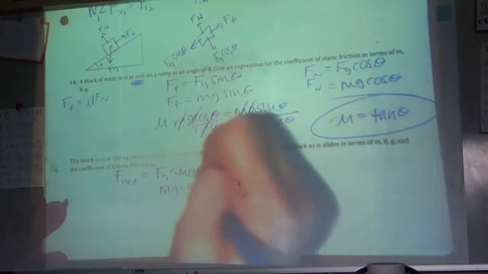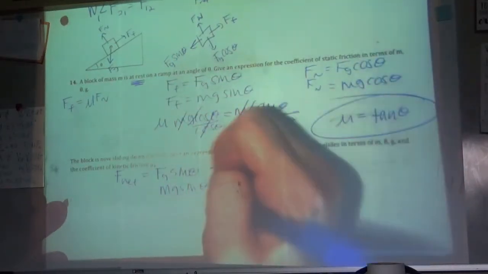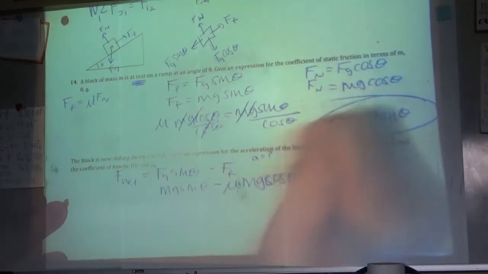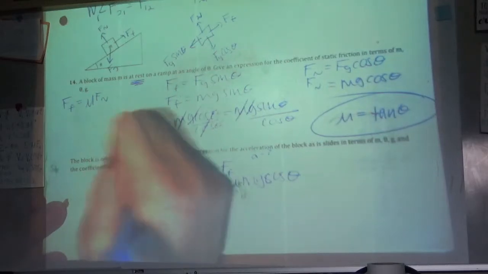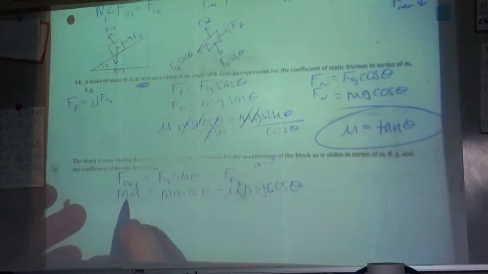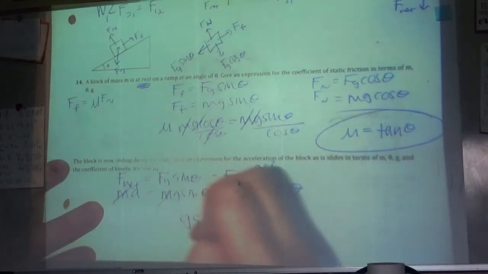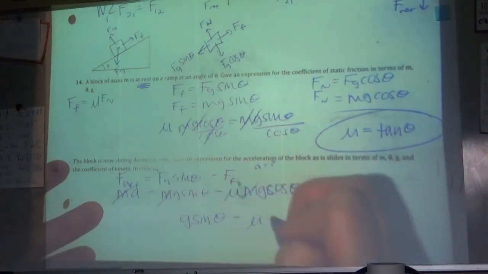Mg sine of the angle minus force of friction, we just said was mu Fn, and Fn was mg cosine of the angle. Fnet is mass times acceleration, so to get a by itself, you just divide the mass over. So you have g sine of the angle minus mu g cosine of the angle. And that would be the acceleration of the object.